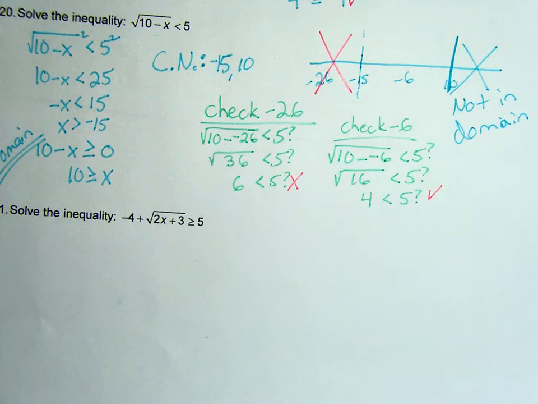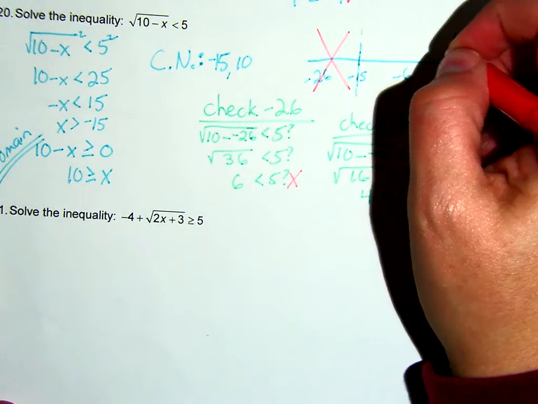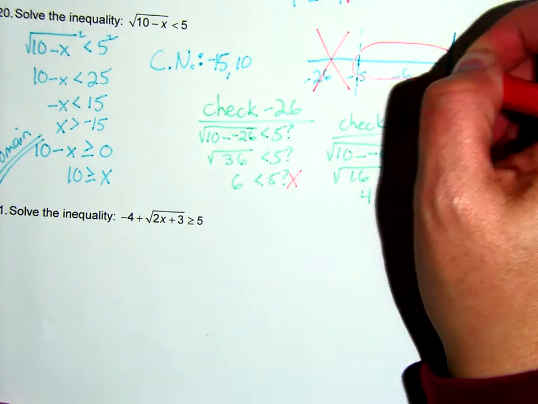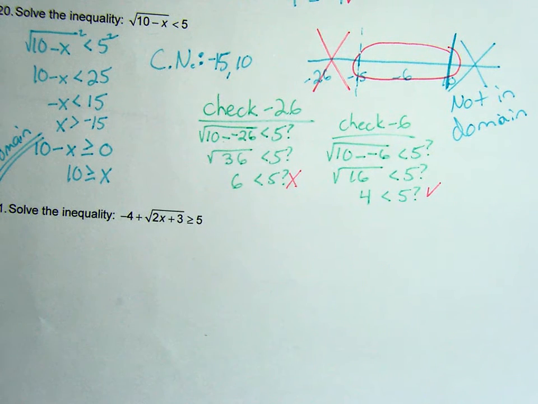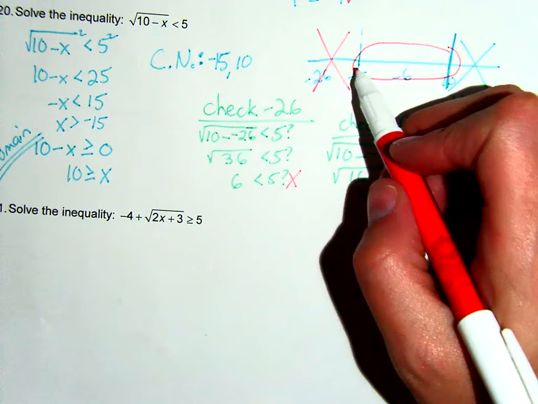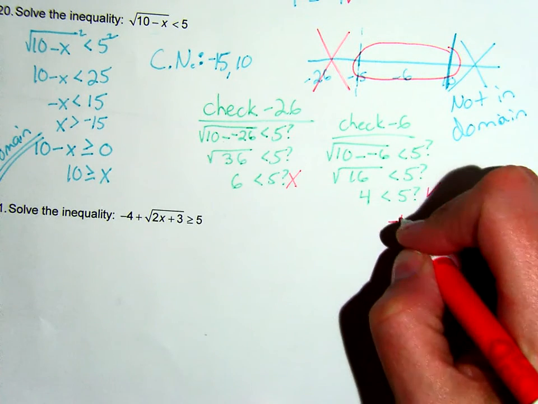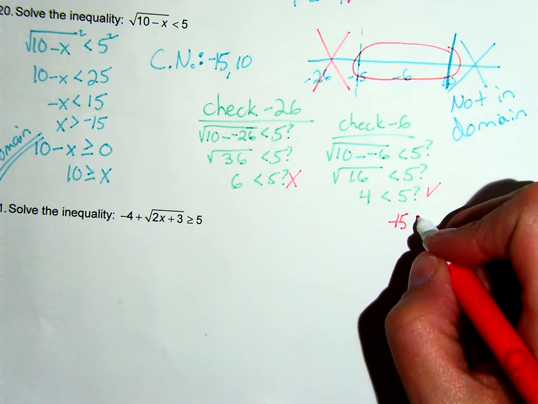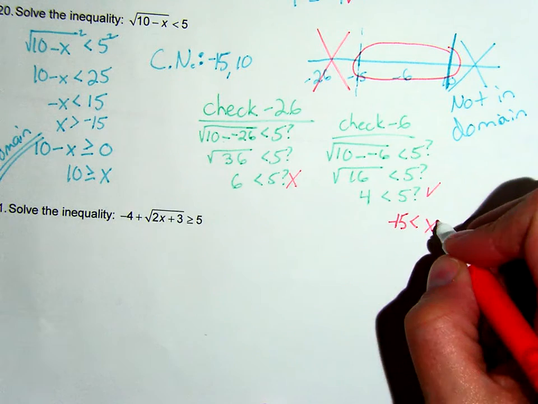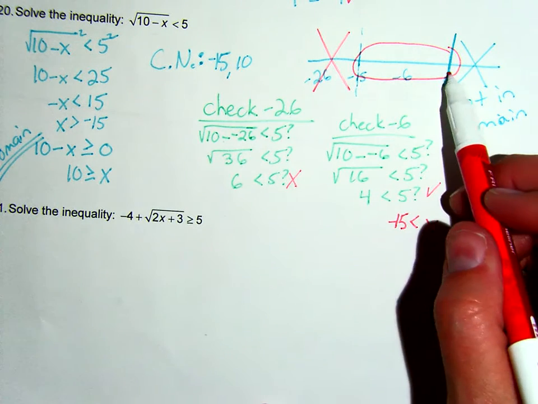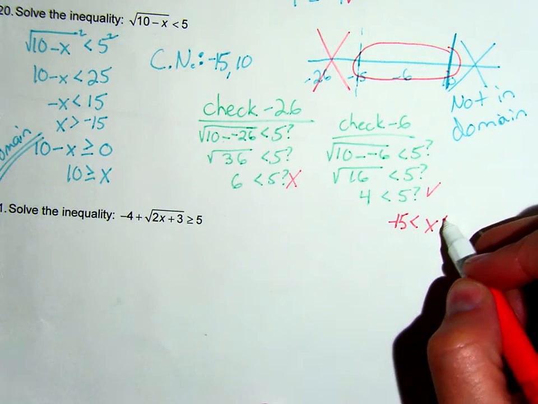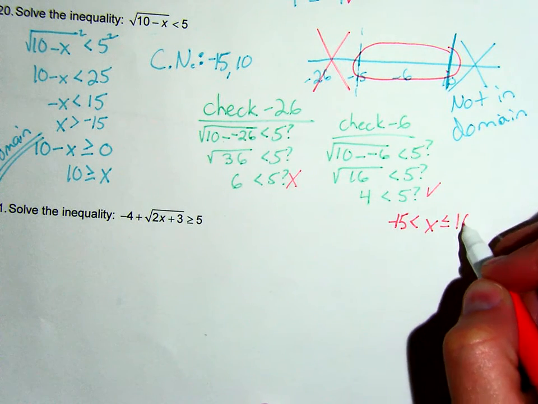That does work. So now we need the inequality that represents that section of the graph where negative 6 came from. So this side is dotted. So we have negative 15 is less than x all the way up to, this side is solid, so less than or equal to 10.